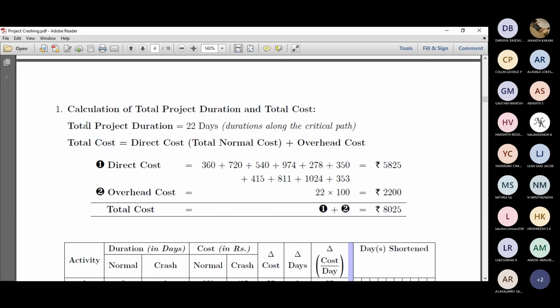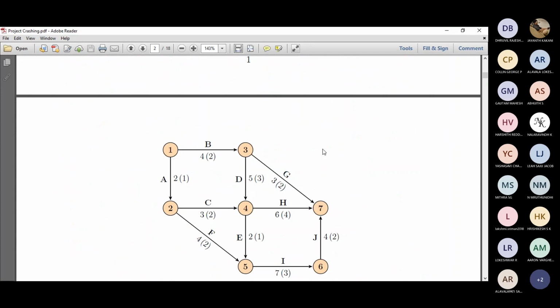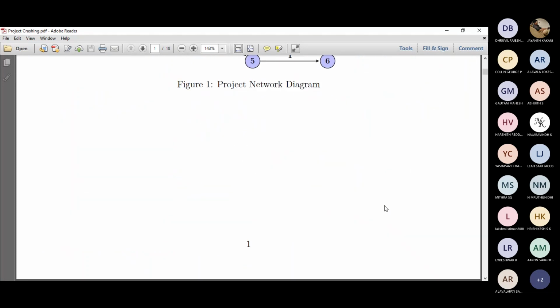Then total cost. So once we find out total duration, we'll find total cost. So total cost is equal to direct cost, which is the sum of all the total normal cost, plus overhead cost. So this is very important. Total cost equals direct cost plus overhead cost. So this is a typical example. Direct cost, we will calculate all the normal costs, say from this table. We will calculate all the normal costs starting from 360 till 353. We'll sum up all that, that is 5825. So that's all the normal cost.